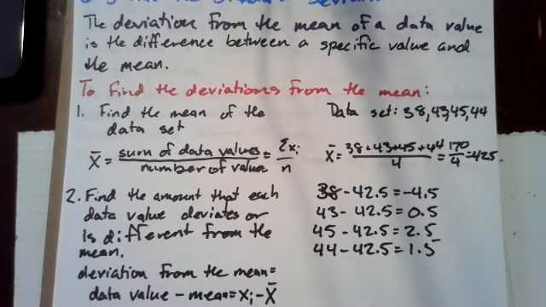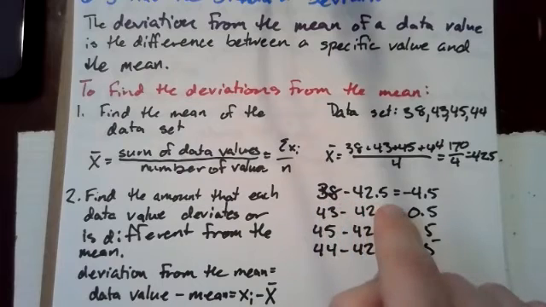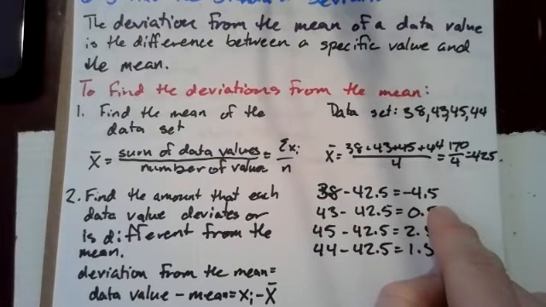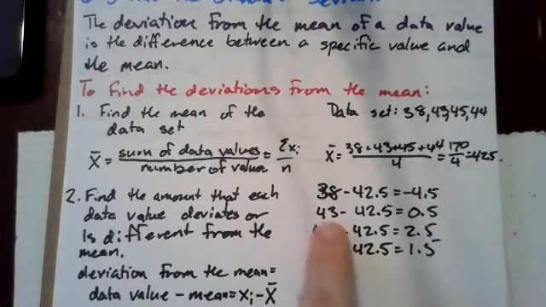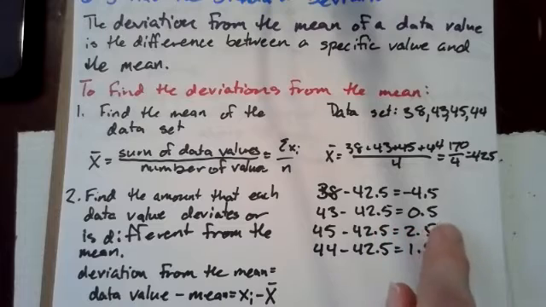Then find the amount that each data value deviates or is different from the mean. The deviation from the mean is equal to the data value minus the mean, or xi minus x bar. So 38 minus 42.5 is negative 4.5. 43 minus 42.5 is 0.5. 45 minus 42.5 is 2.5. And 44 minus 42.5 is 1.5.